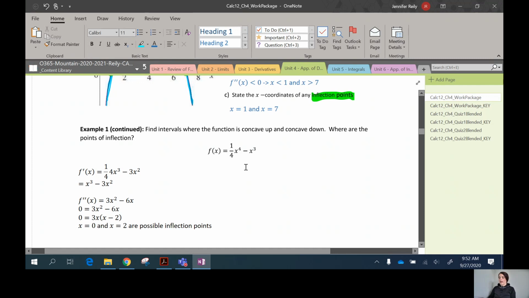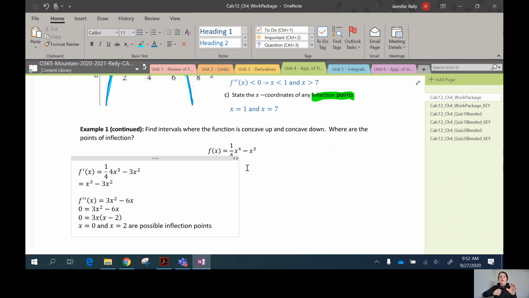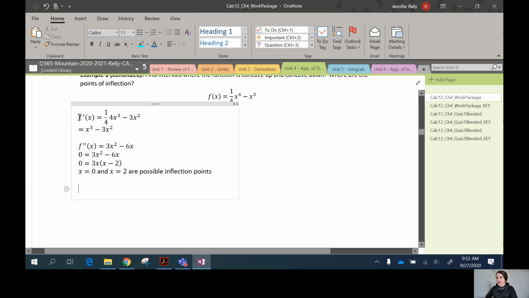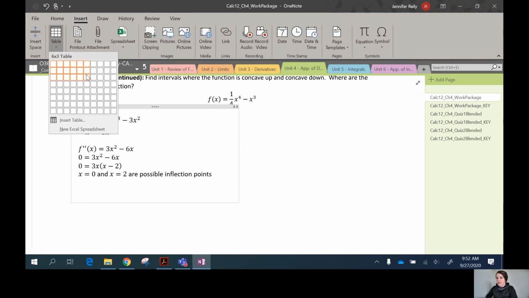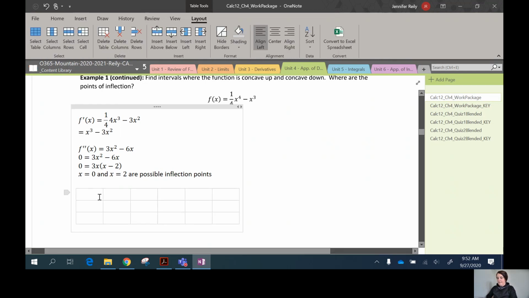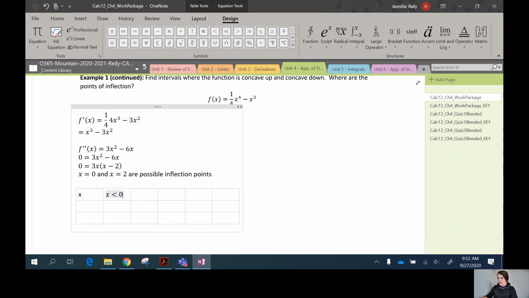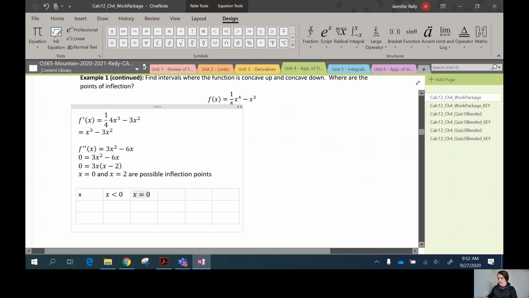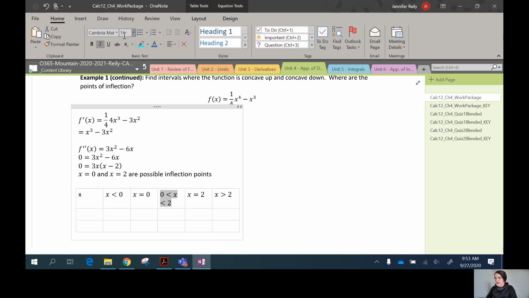Okay. Now we're going to make a table very similar to the one we made in example 1 and look at the second derivative before 0, between 0 and 2, and then after 2 to see whether it's positive or negative. So I'm just going to put the table underneath here. I need 6 columns. Here are the x values I care about: x less than 0, x equals 0, 0 less than x less than 2, x equals 2, and x greater than 2. I'm just going to make this a bit smaller so it fits nicely.